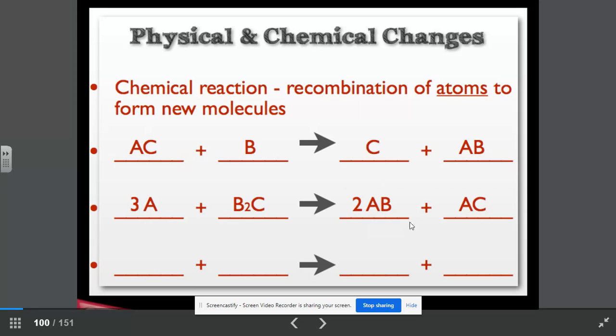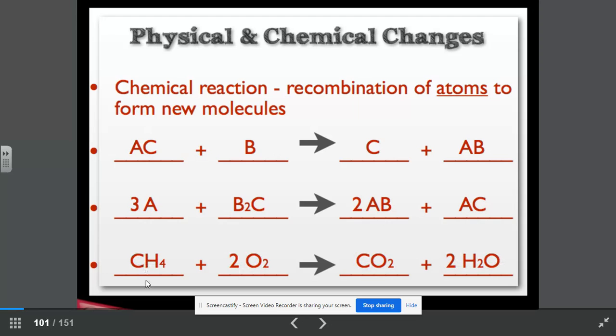So I'm still going to have the same amount of matter. It's just been recombined in a different format. So here is my 3A plus my 2 atoms of B plus my C. I now have 2AB plus an AC. This will make more sense once we practice it together in class.